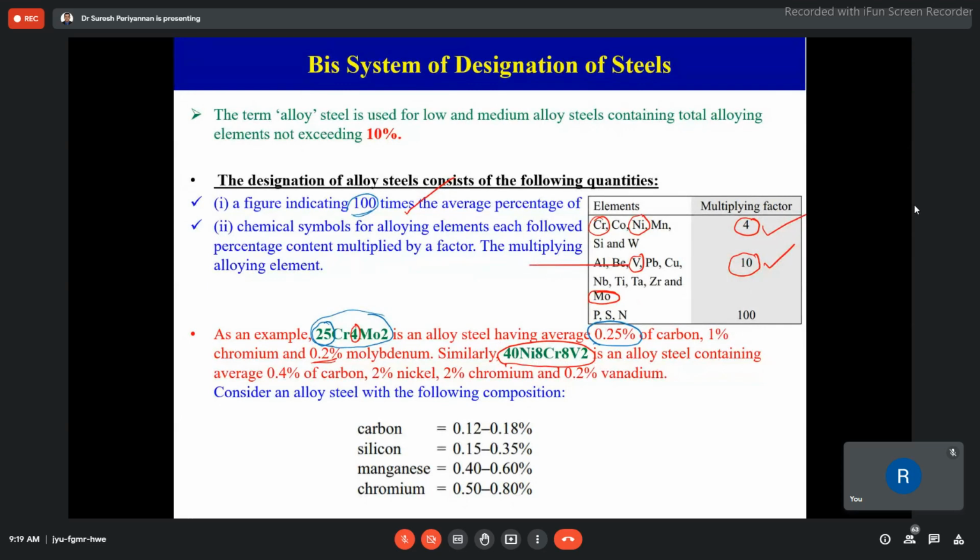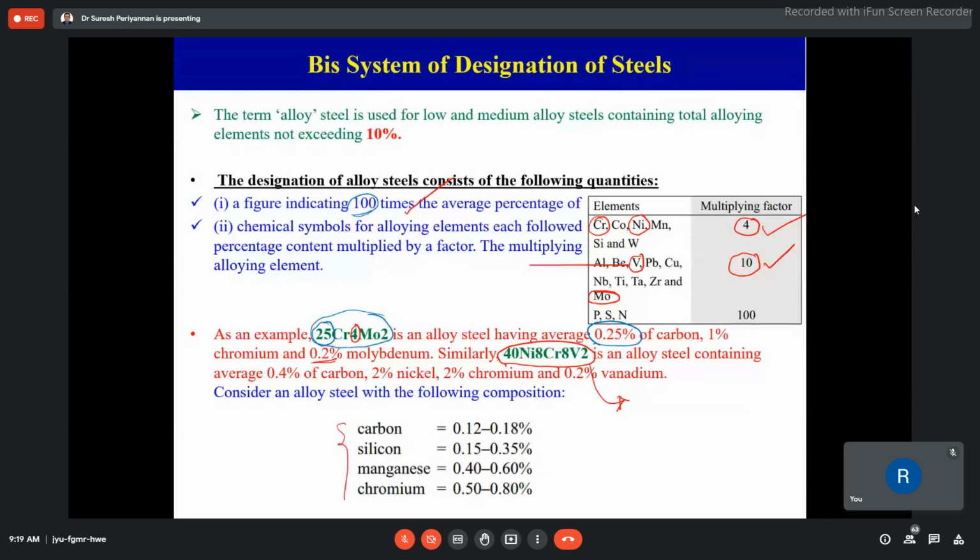While seeing the composition, because in the design data book, some of the machine components' materials they mentioned are identified, they are given like this. We have to understand that. Okay, I mean these are the compositions.